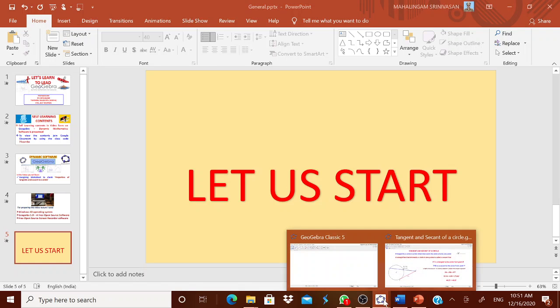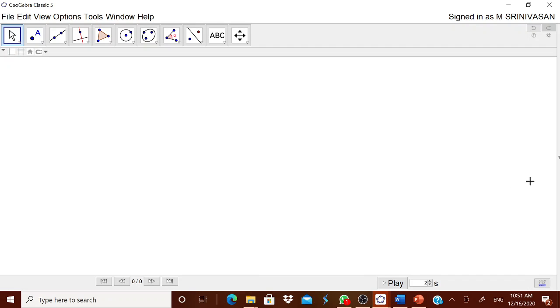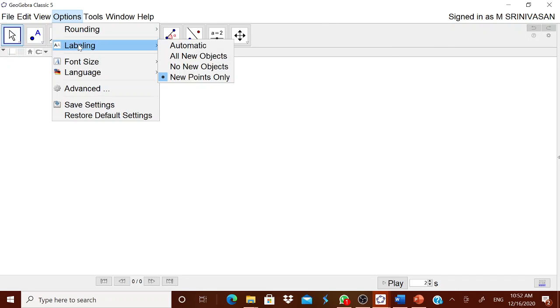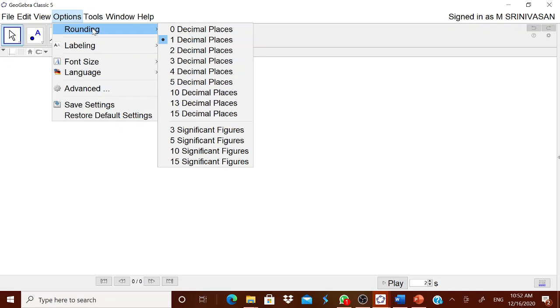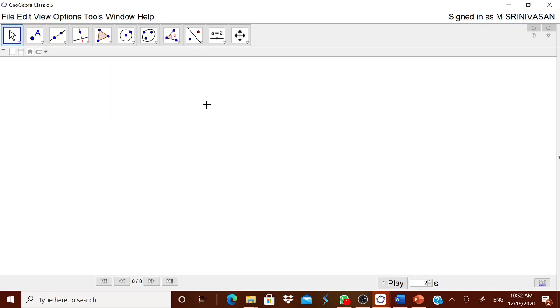For that, I have taken GeoGebra Classic worksheet. I have taken geometry view, and I have taken the options. You can take labeling of new points and rounding off to either 1 decimal or 2 decimal. It is left to you. But remember, whenever any calculation comes, it is better to take 2 decimal places so that you will get the most approximate calculation. And I have activated the navigation bar.